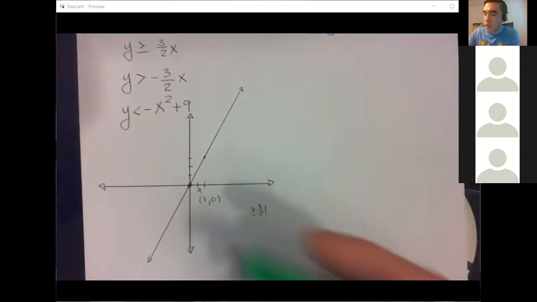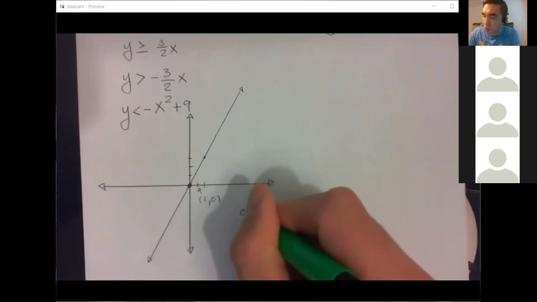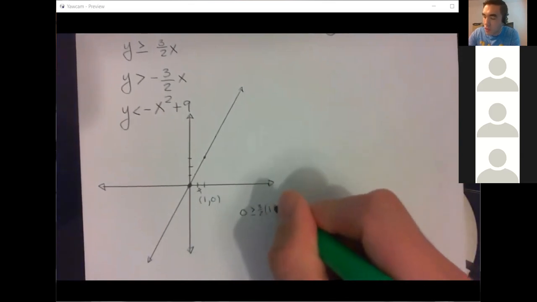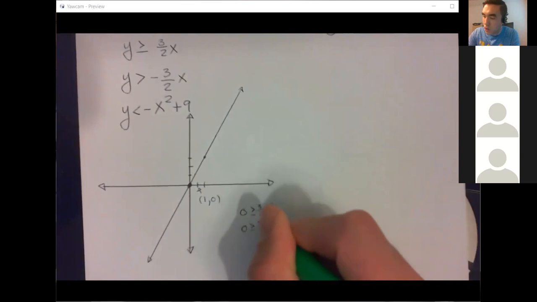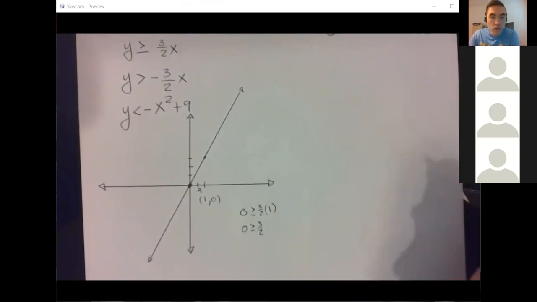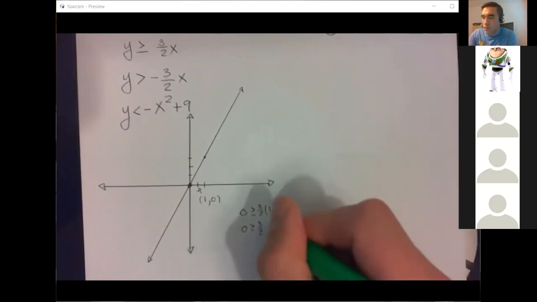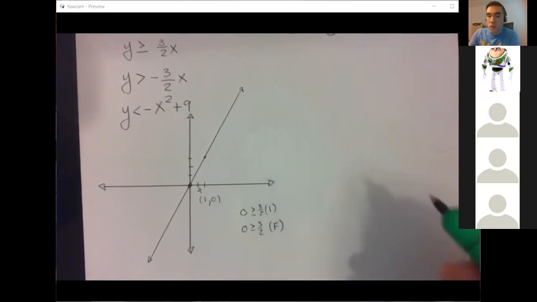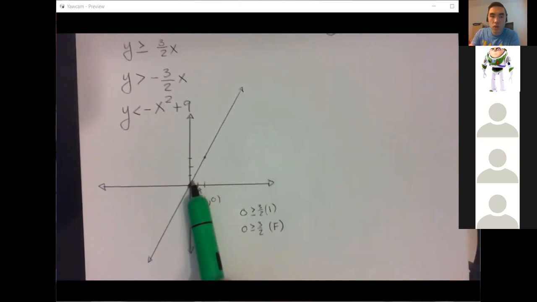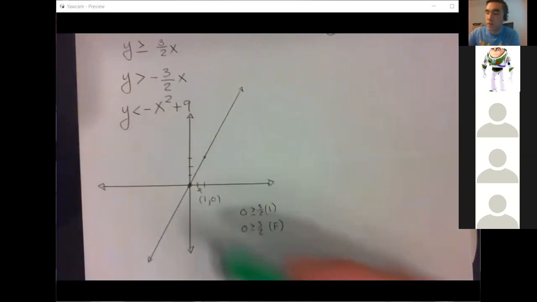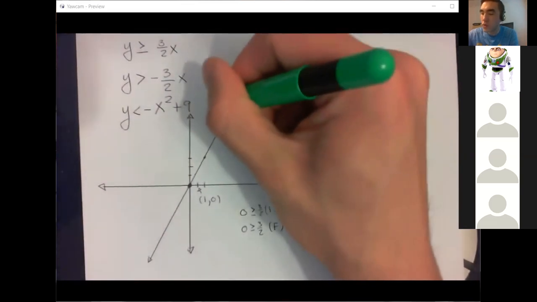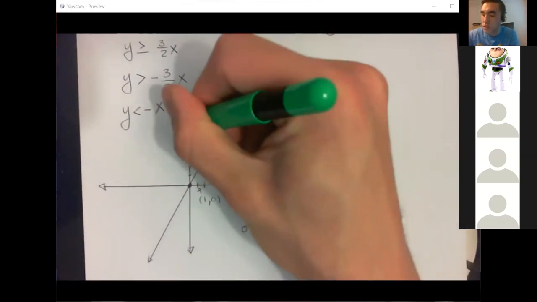I'm sorry about that. 0 is greater than or equal to 3/2 times 1. 0 is greater than or equal to 3/2. Is that true or false? That is false. And so that means that we are not going to start from this line and shade this way. Instead, we're going to start from the line and shade the other way. So for this first line that I drew, we would have to shade upwards.